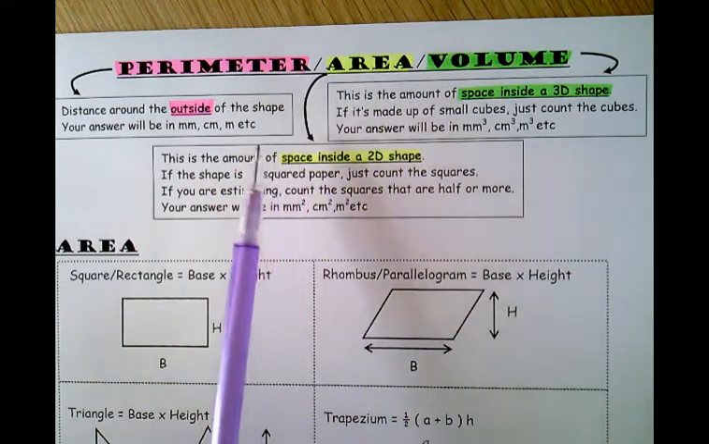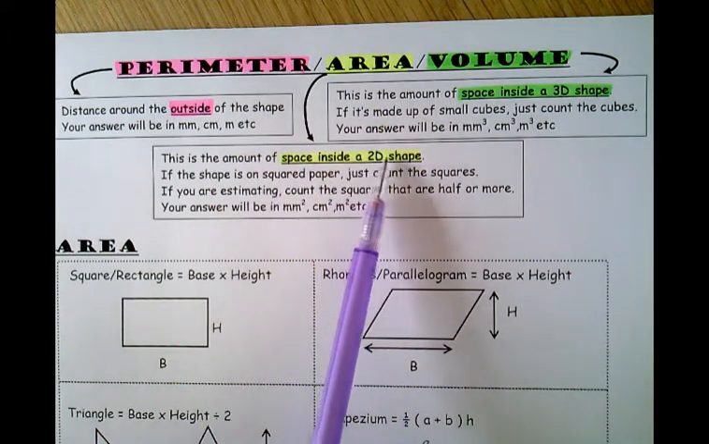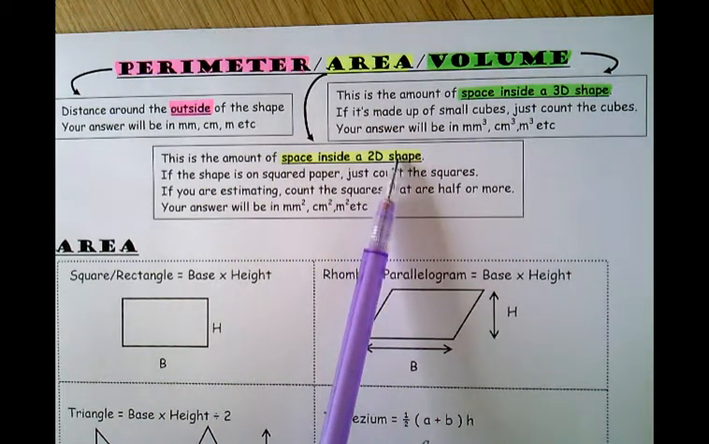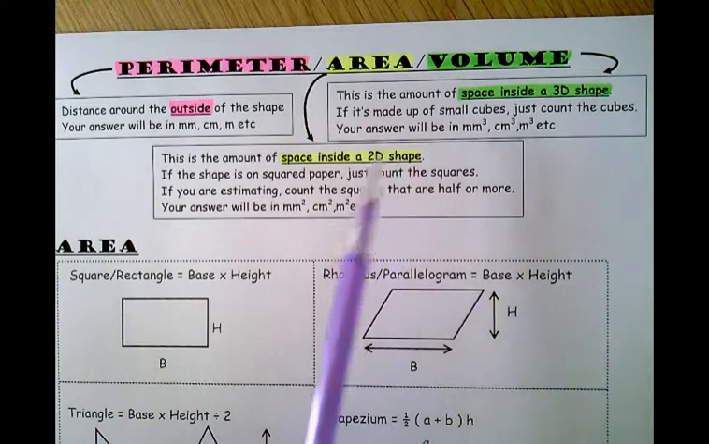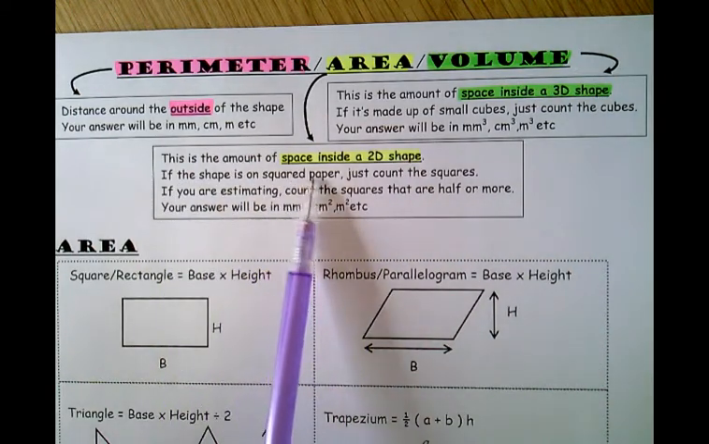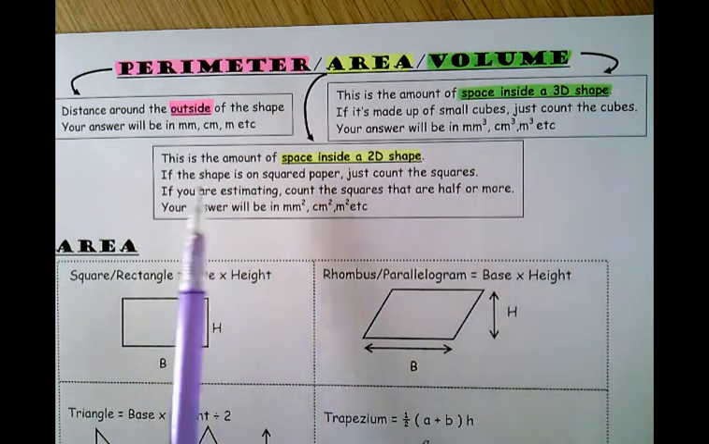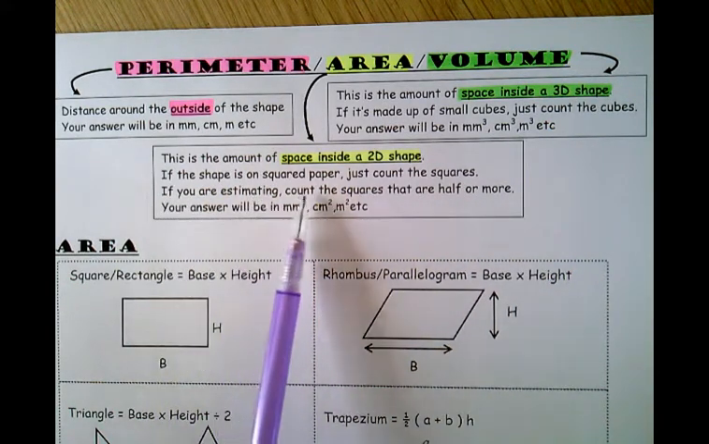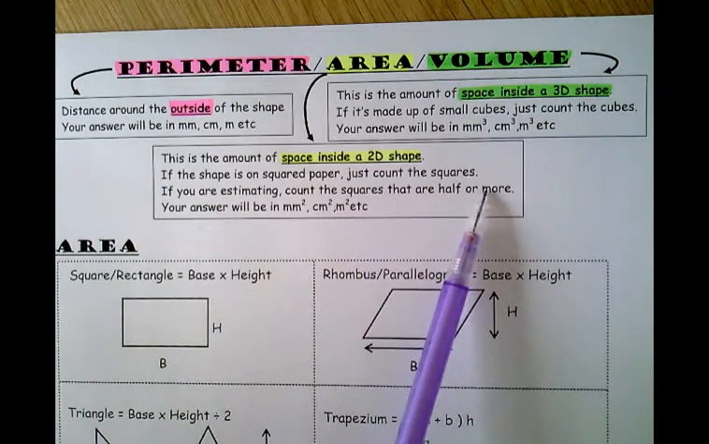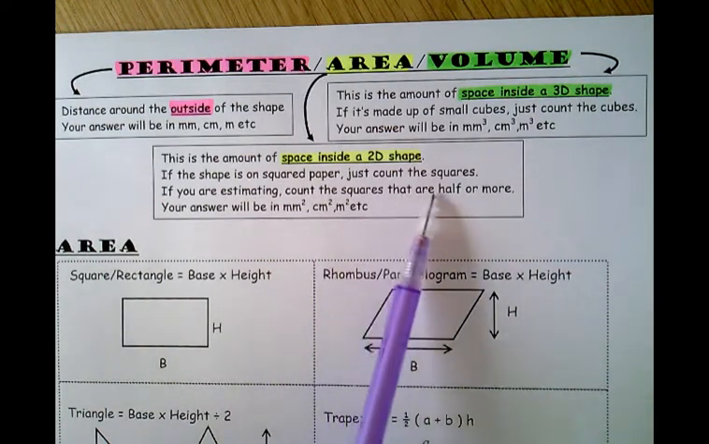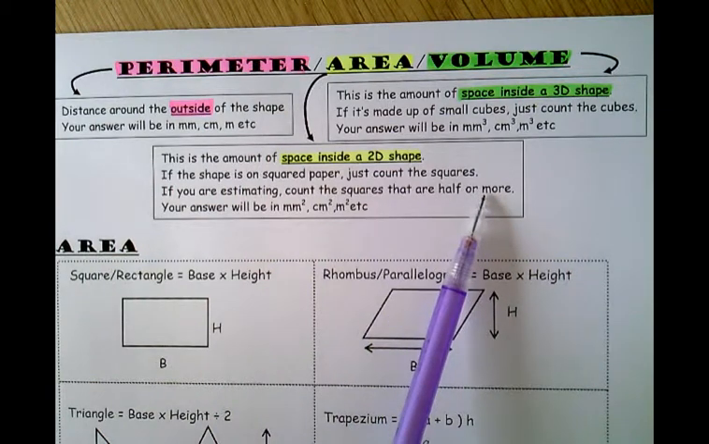The area is the amount of space inside a flat 2D shape, like squares, circles, triangles, trapeziums. If the shape is drawn on squared paper, you can just count the squares inside to get the area. And if you're estimating, then you count the squares that are half or more coloured in, because sometimes they're not perfectly whole squares. So just count the ones that are half or more coloured in or shaded.